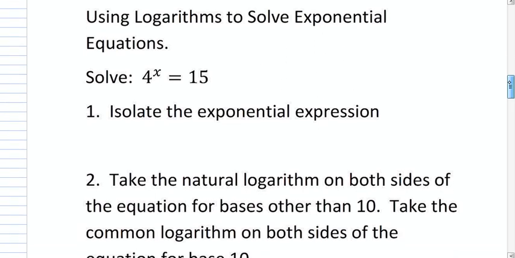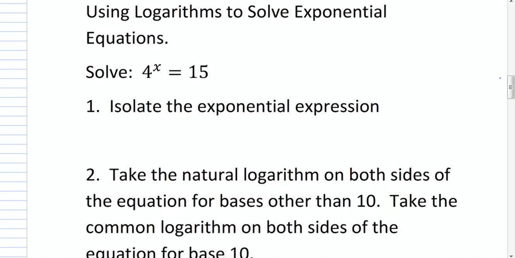The harder ones are where you cannot make them the same base. So what you need to do is first isolate the exponential expression. Well, here it's isolated. You have 4 to the x equals 15. You have the exponent and the base on one side and all the other stuff's on the other.